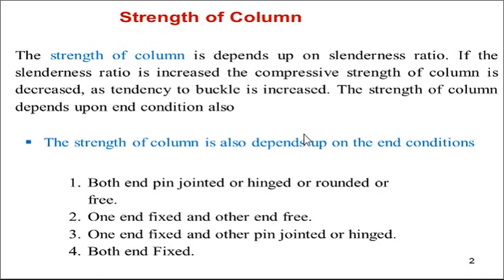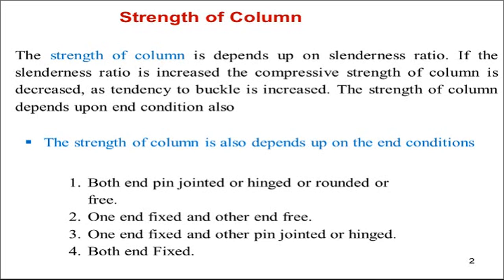Whether your end conditions are fixed supports, both the ends are hinge supports, or one end is fixed and the other end is hinged, the end conditions vary. So depending upon the end conditions, the strength of the column also varies. Basically, the strength of columns depends upon the end conditions. There are the following four different end conditions, and these also affect the strength of the column.